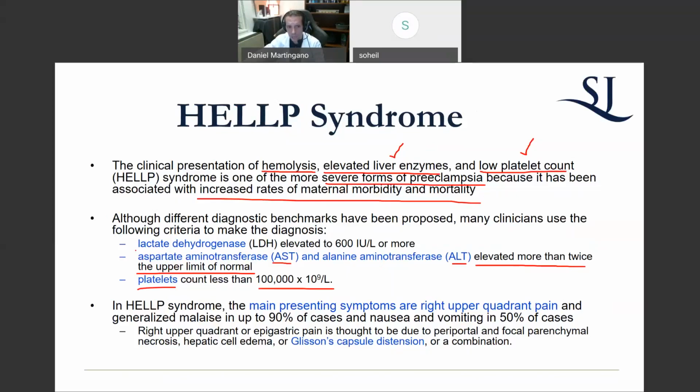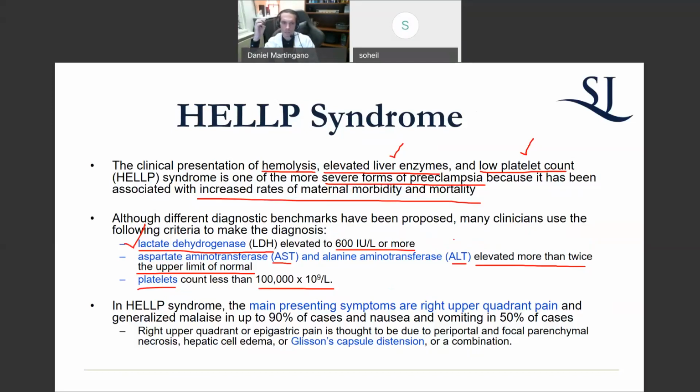Also, part of the definition now is lactate dehydrogenase as a marker of hemolysis. Usually they say 600 or more, but the thing with lactate dehydrogenase is that you're never going to make any decisions management-wise based upon the LDH level. It's something that you get as part of your evaluation, but it's not necessarily the one you act on as opposed to the AST and ALT and the platelets. And that's more like just a practice thing. There's really not a good reason for that.